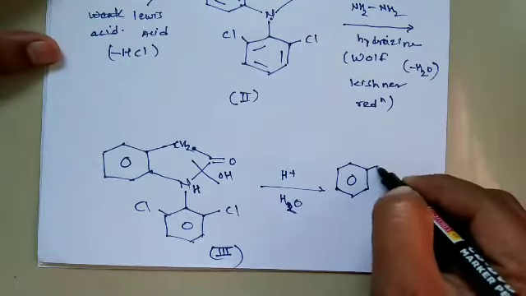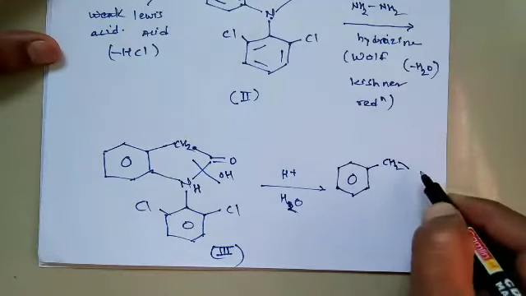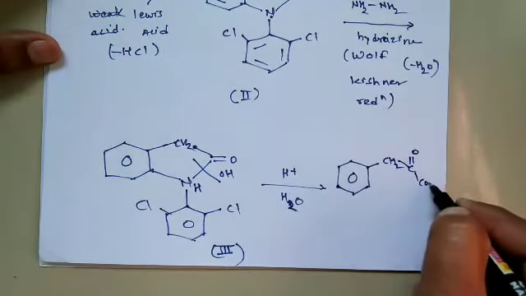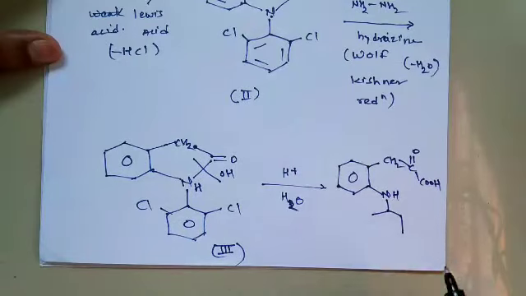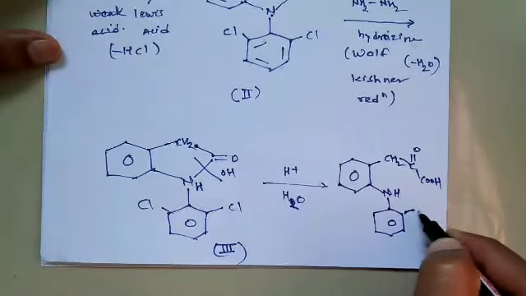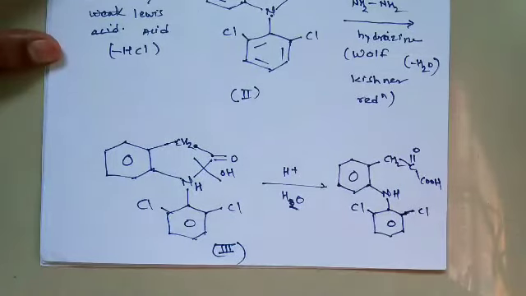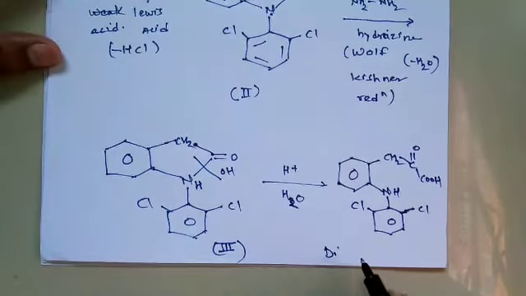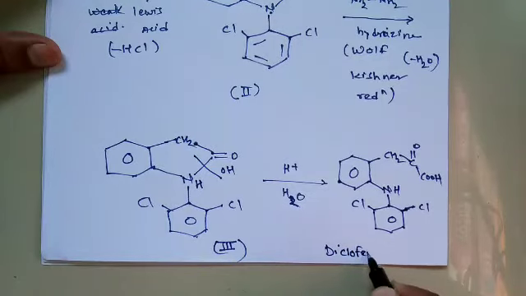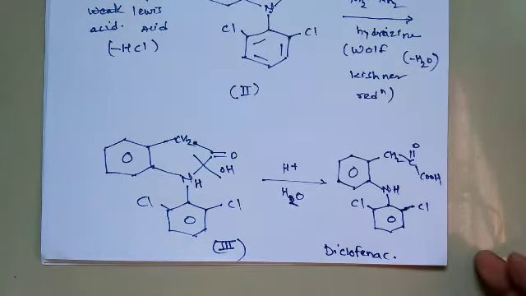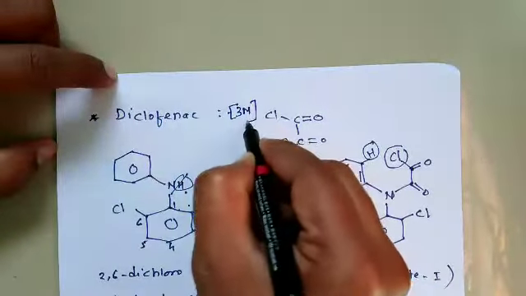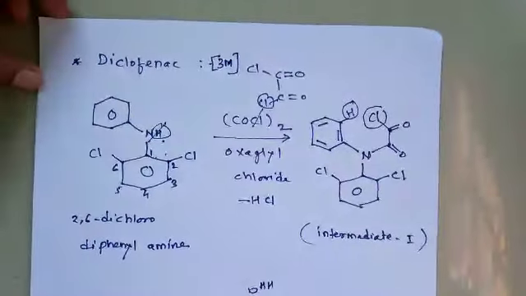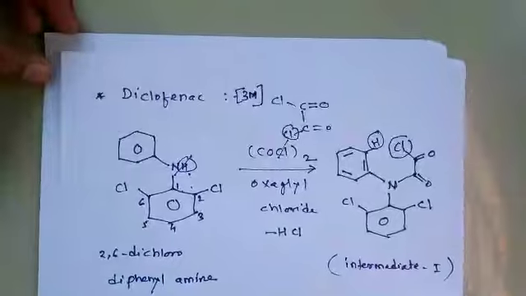How to write the structure? CH2 after addition of water, C double bond O, COH, and the NH group is bonded with a benzene ring, and the benzene ring has a chlorine group at the 2 and 6 positions. Okay, so the name of this product is diclofenac. Again, this is very important and it is a 3 marks question. Okay, so this is your diclofenac synthesis.